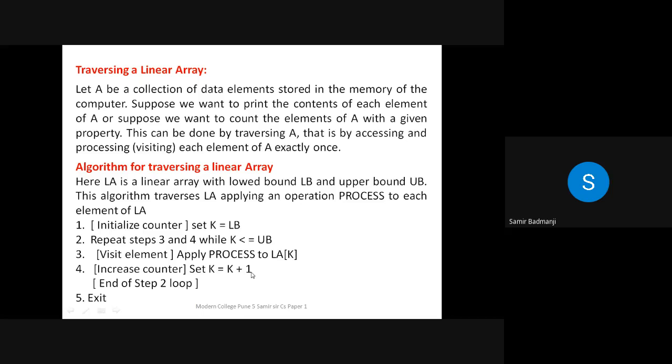And set K is equal to K plus 1 means what? We are incrementing the index. So imagine this as a for loop: for i equal to 0, i less than or equal to n, we are doing some process, incrementing the value of i by 1 each time. So what we are doing here, traversing a linear array, means moving through the array from the first location till the last location and doing some process on it. Okay. Now we'll just see an example of traversing an array.